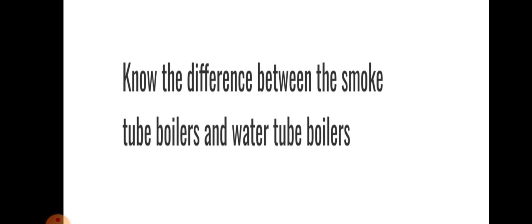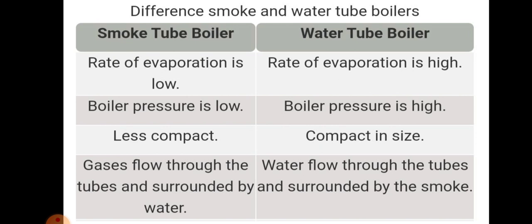Today we will be discussing the difference between smoke tube boiler and water tube boiler. So let's discuss smoke tube boiler and water tube boiler in detail. The basic difference is that in smoke tube boiler, the rate of evaporation is low, and in water tube boiler the rate of evaporation is high.